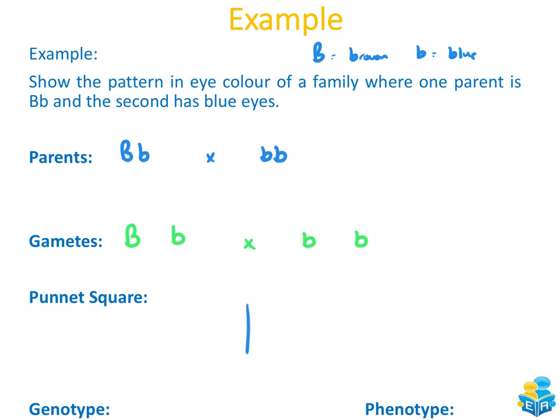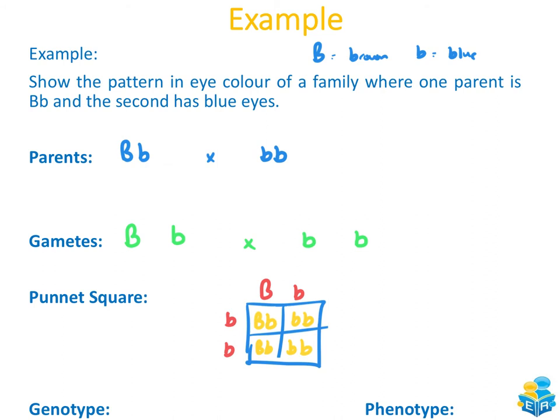So again, we're going to have two rows, two columns. Parent number one along the top. You could put that one along the side if you wanted to, and then put this one along the top. It actually doesn't matter. You get the exact same answer. I'm just going to lay it out like that. And now we do some matching. So this first box here, capital B, small b. This one over here, two small b's. This one down here, a capital B and a small b. And the last one is also two small b's.